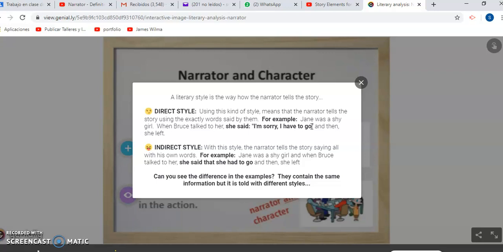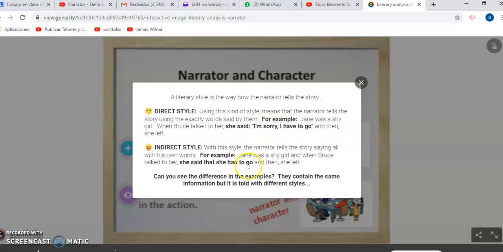The indirect style is when the narrator tells the story with his or her own words. For example, Jane was a shy girl, and when Bruce talked to her, she said that she had to go, and then she left. As you can see, the difference between this style and the first is that in the first we are using quotation marks, because we are talking about the exact words of those characters.